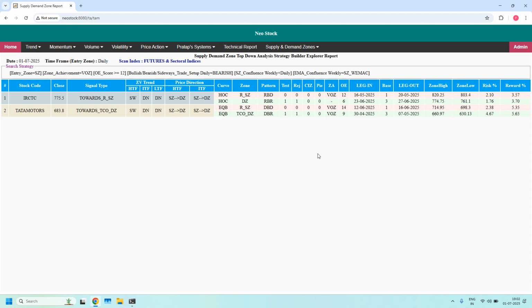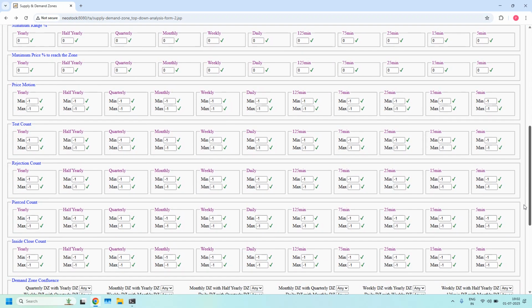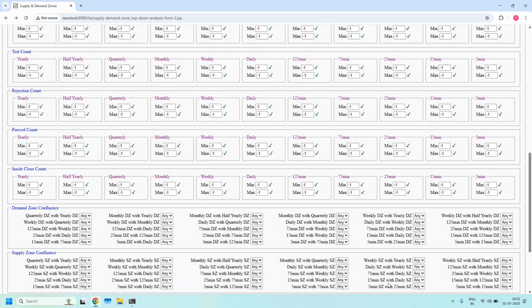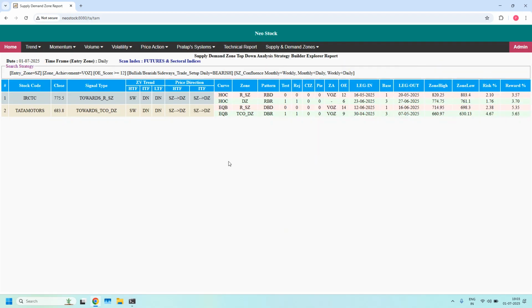Okay, next we will filter based on daily, weekly and monthly supply zone confluence, all 3. Removing EMA filter. Supply zone confluence, 3 filters we have to set. Daily and weekly already enabled, daily and monthly, and weekly and monthly supply zone confluence. We enabled all the 3 filters. So we got 2 stocks. The same 2 stocks again.